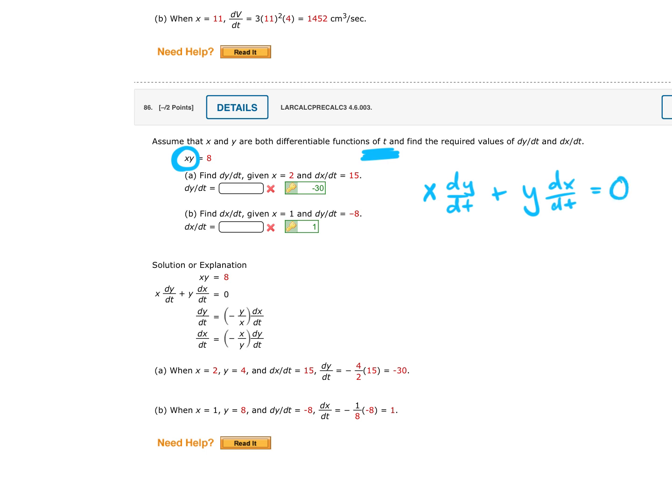So for the first question, it says find dy over dt given x equals 2 and dx over dt is 15. So we can plug that in. X would be 2. We're looking for dy over dt. Don't know what that is yet. Dx over dt is 15. How do we find what y is?